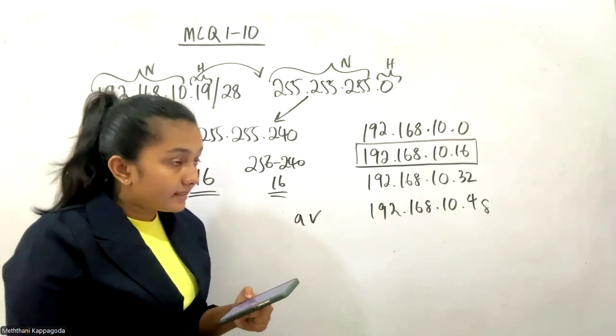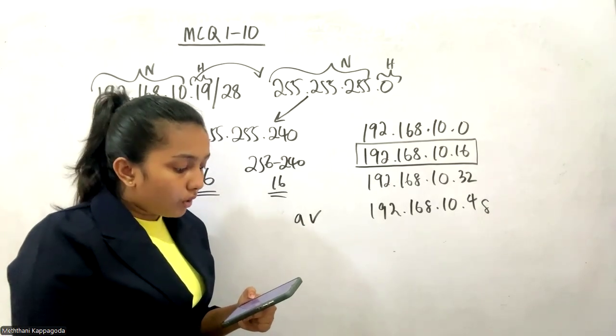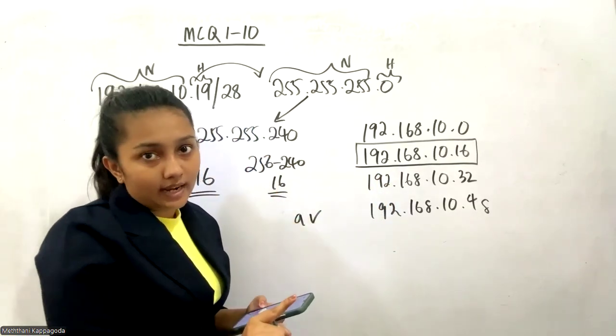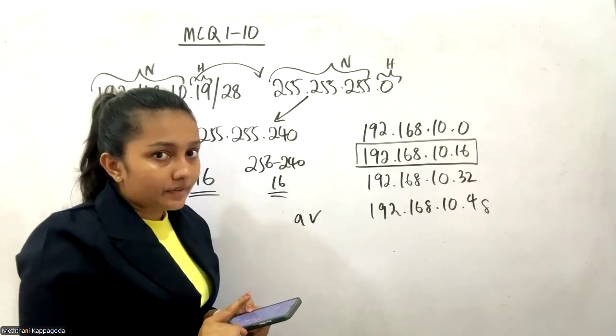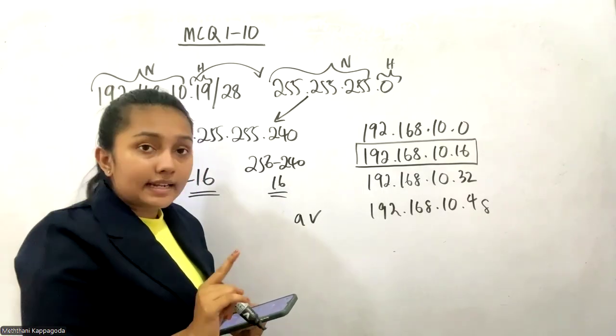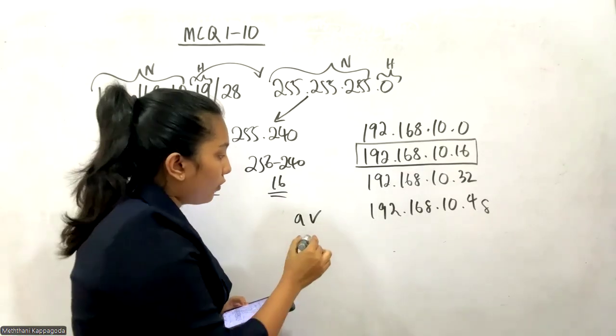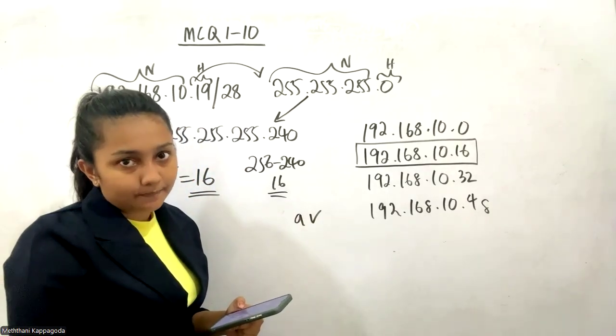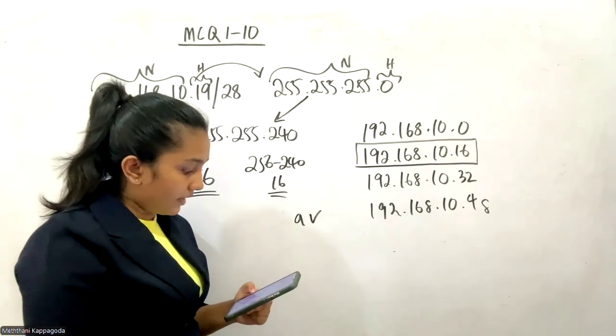Then B, 192.168.10.16. 10.16 is also an address, but it is the network address. It is not the host address. Therefore, B is incorrect because they are asking about host addresses.